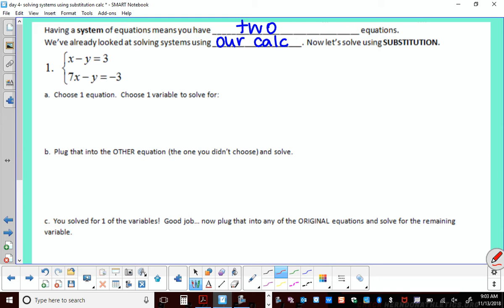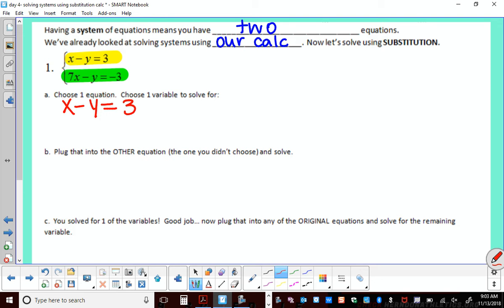All right, so you have 2 equations here. You have x minus y equals 3, and 7x minus y equals negative 3. This form is called substitution. What we're going to do is choose one equation and choose one variable to solve for. Let's just take my top equation. We have x minus y equals 3.